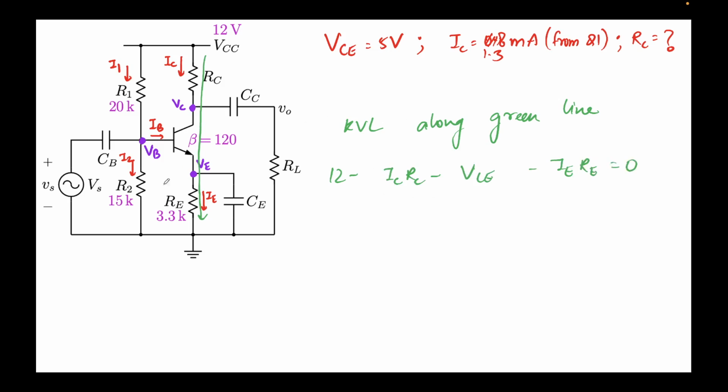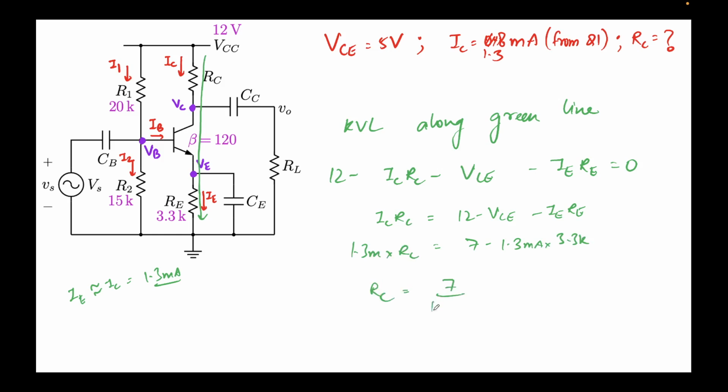Again, since beta is large enough, I'll assume that IE is approximately equal to IC, which is 1.3 milliamps. Let's put this value over here. Everything is known except for the RC term, so I'll keep ICRC here. This will be 12 minus VCE minus IERE, which comes out to be 7 minus 1.3 milliamps times 3.3K. This will also be 1.3 milliamps times RC. This gives me RC equal to 7 over 1.3 milli minus 3.3K.